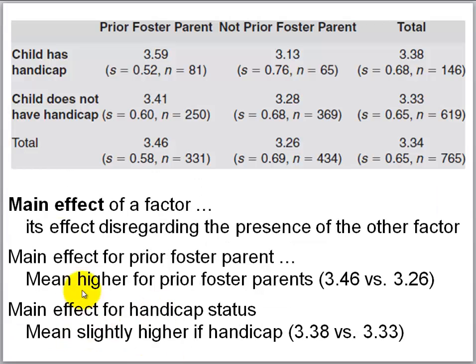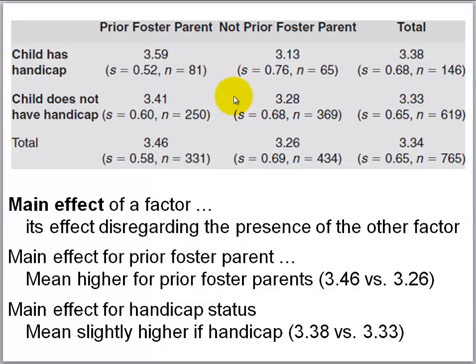The table at the top is presenting descriptive data for our four groups and for the full sample. So for instance, among children with handicaps whose adoptive parents were prior foster parents to them, the mean score on the parent-child relationship scale is 3.59. The standard deviation of those scores is 0.52, and there are 81 children in this group.